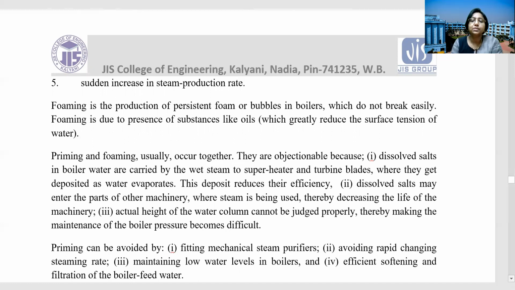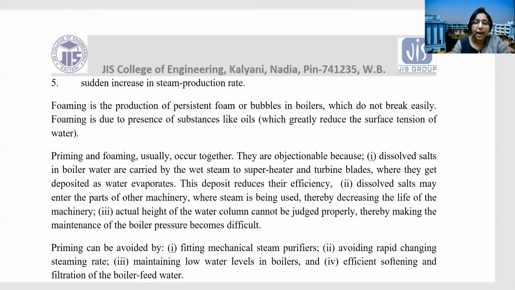What is the problem with this? Dissolved salts in the boiler's water are carried by the wet steam to the superheater and turbine blades, where they get deposited as the water evaporates. This deposit reduces their efficiency. And number two, the dissolved salts may enter parts of other machinery where steam is being used, thereby decreasing the life of the machinery. So it reduces efficiency. If priming and foaming take place, then the life of the boiler will also be reduced.